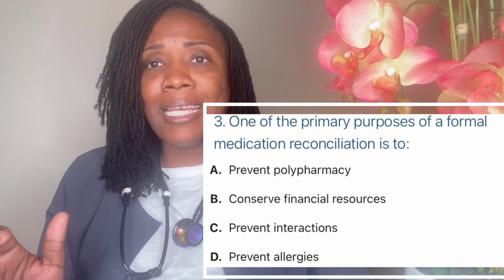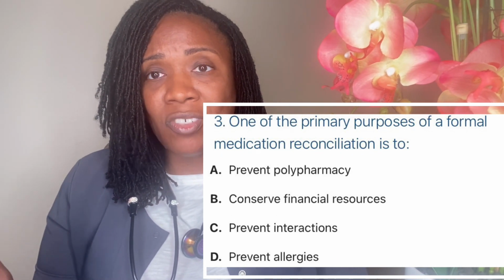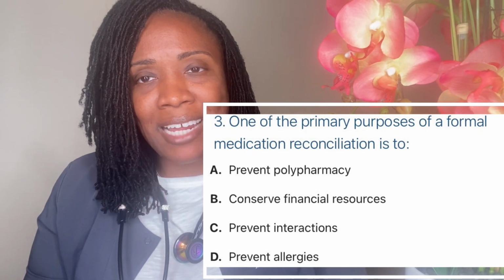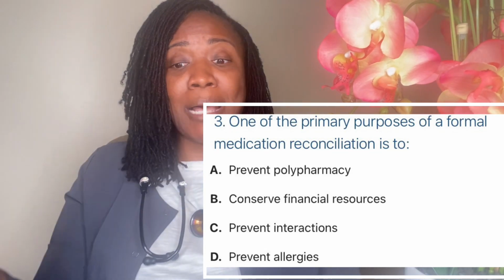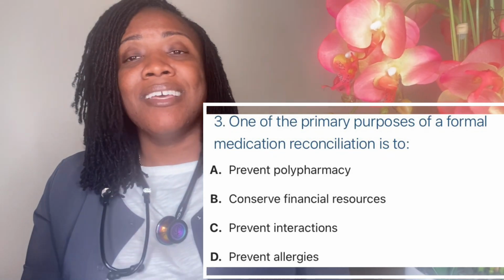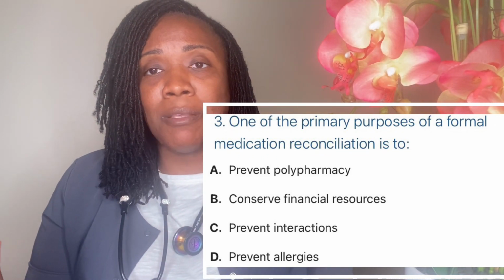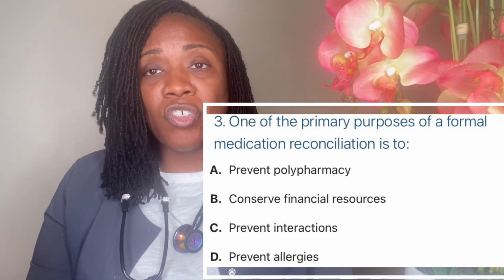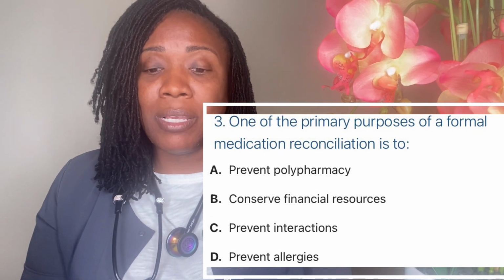You want to prevent any interactions of drugs that should not be combined and given to a patient. You want to avoid any unpleasant side effects and any unpleasant reactions to medications. So the best option would be to prevent interactions. You want to prevent any unpleasant interaction or adverse effects that could happen to the patient if they were given two medications at one time that they shouldn't be given because they're not compatible together. So the best option would be C, prevent interactions.